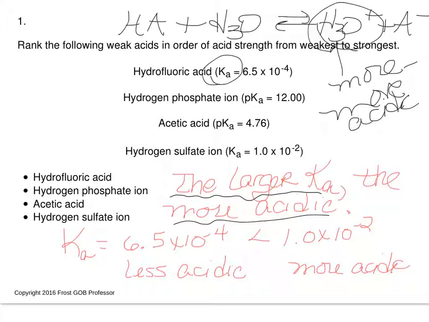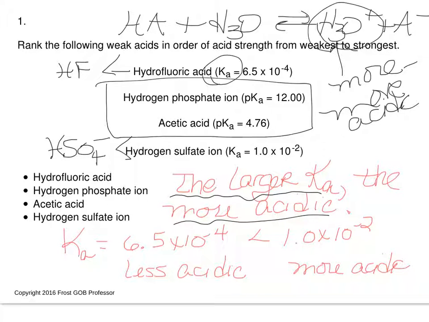So right away, you should be able to tell that hydrofluoric acid is less acidic than hydrogen sulfate ion. Okay? But you can't immediately compare these two because it's given you pKa's instead of Ka's. So you need to convert those pKa's to Ka's before you can completely compare them. And I'll do that on the next page.